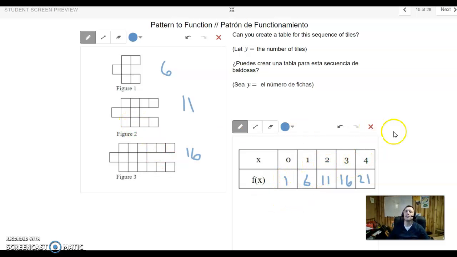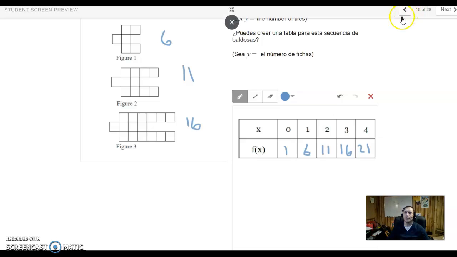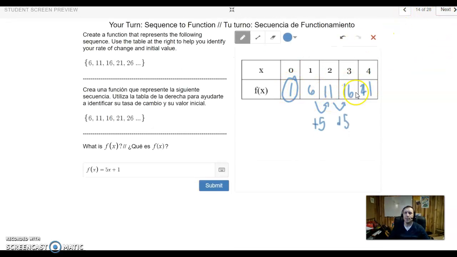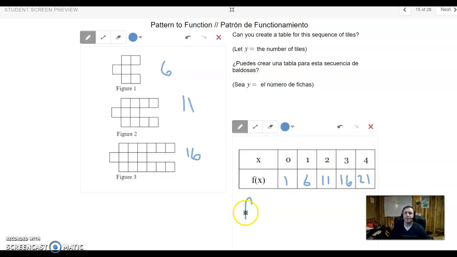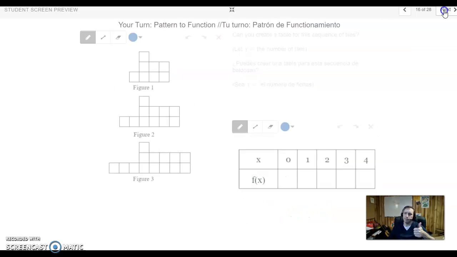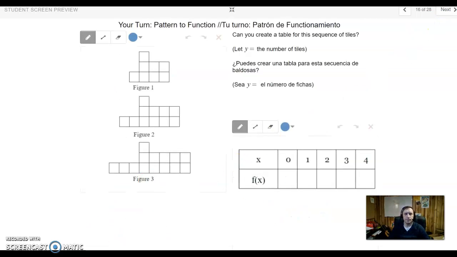Hey, this table looks awfully familiar. If you click back, look, it's the same table. Guess what? It's going to be the same exact function. F of x equals our growth, right? Our rate of change, 5, x, plus our initial value, 1. All right, so you're going to try. Go ahead and check this one out.